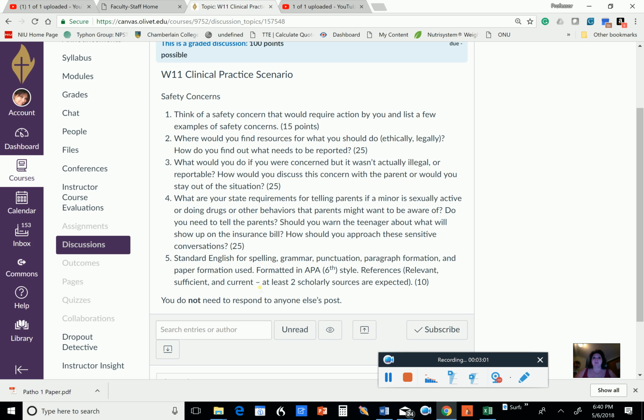So think of a safety concern that you would require action by you and list a few examples of safety concerns. Where would you find resources for what you should do, ethically or legally, and how do you find out what needs to be reported? What would you do if you were concerned but it wasn't actually illegal or reportable? How would you discuss this concern with the parent, or would you stay out of the situation?